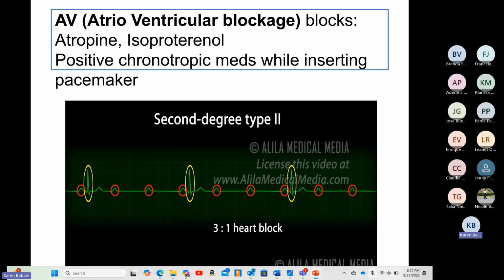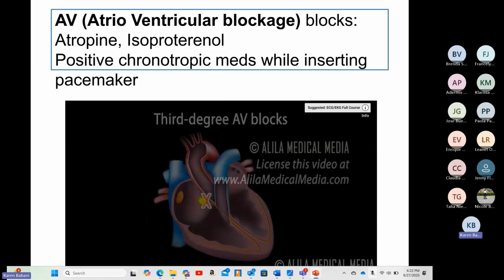Second degree type 2 is less common than second degree type 1, but is much more dangerous as it frequently progresses to complete heart block or cardiac arrest. Implantation of an artificial pacemaker is recommended for treatment of this type of AV block.